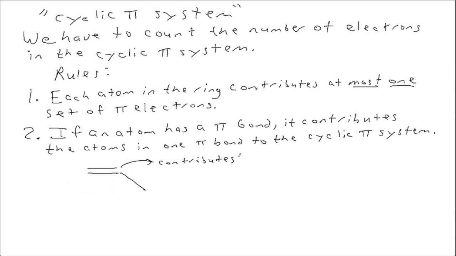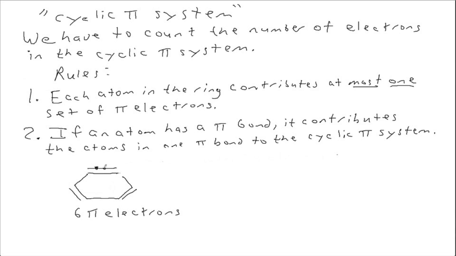So this atom here is going to contribute. So in this case, there would be 6 pi electrons: 2 electrons in this pi bond, 2 electrons in this pi bond, and 2 electrons in this pi bond. Okay. Does that make any sense? Yes.